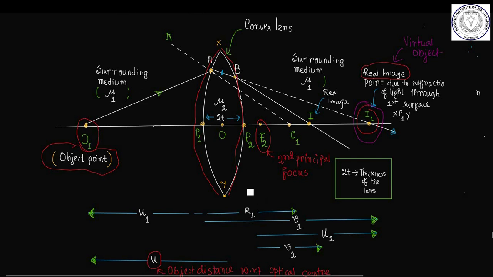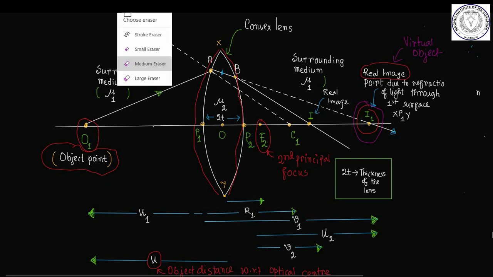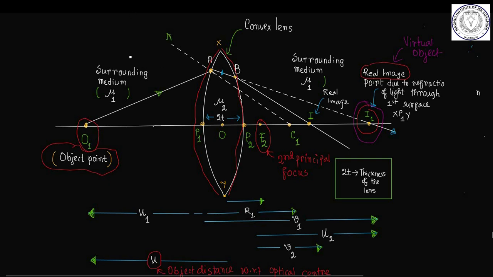We can denote the focal length of the convex lens, that is the distance of the second principal focus F2 from the optical center O. Here small f, in lowercase, is the focal length of the convex lens. Small f is the focal length, that is the distance of the second principal focus F2 from the optical center O. F is the focal length of the convex lens.